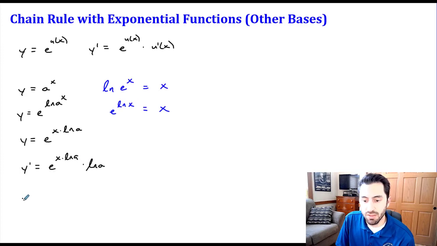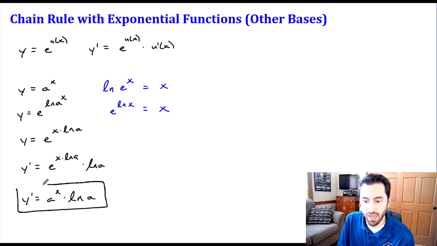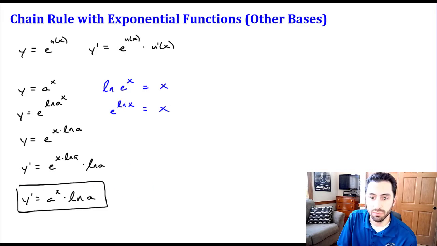Now let's go one step further, where instead of writing this as e to the x times the natural log of a power, let's go back to what this started as. So remember, this whole thing started as just a to the x. So the derivative is equal to a to the x power times the natural log of a. And this is our derivative for any base. So let's use this in a couple examples.